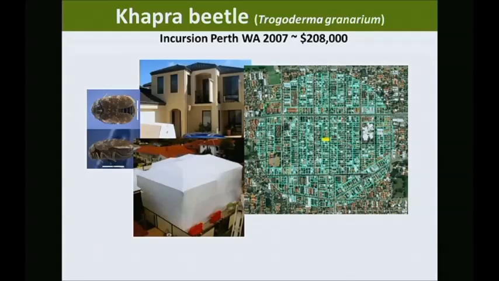It could feasibly move slowly between houses. So it can walk between houses, but of course one of the main forms of movement is if anyone ever borrows a bag of flour from someone else, so you can get human movement between properties. So that's the means of spread. In fact, Khapra beetle has almost co-evolved with humans to use people as its means of dispersal between potential habitats.